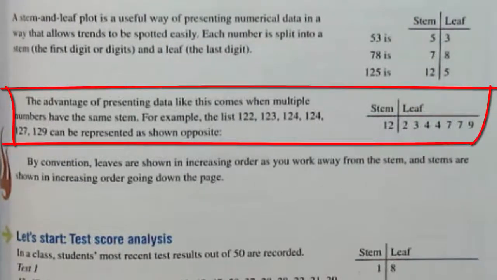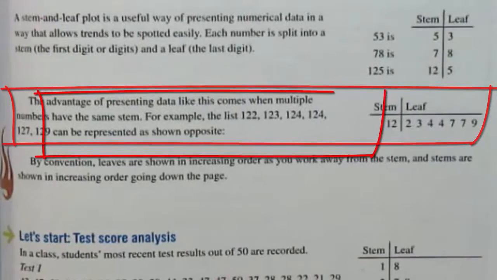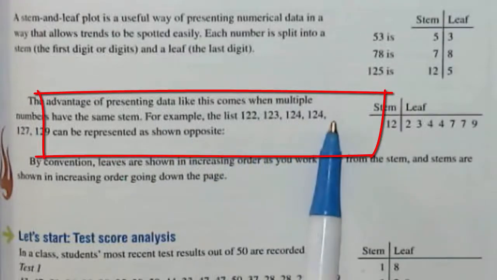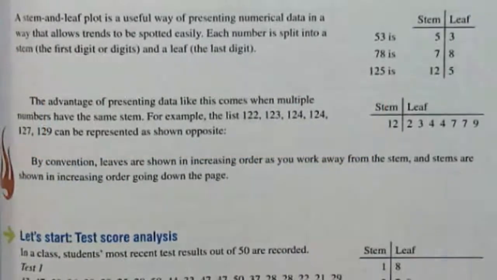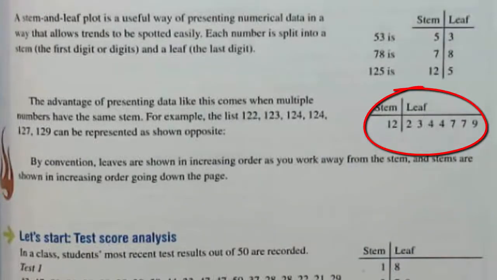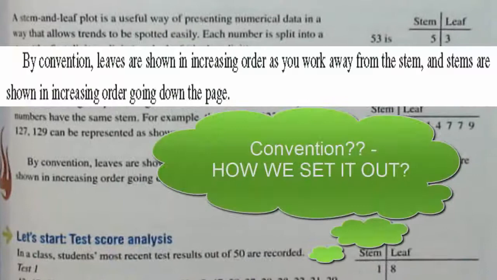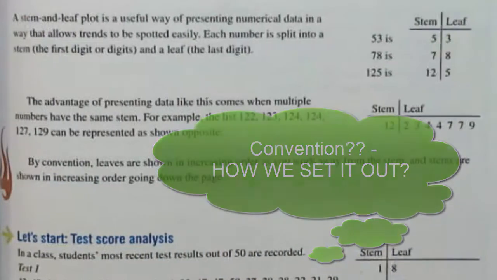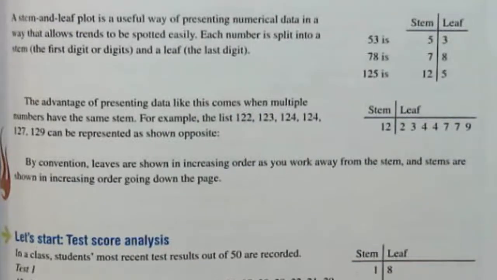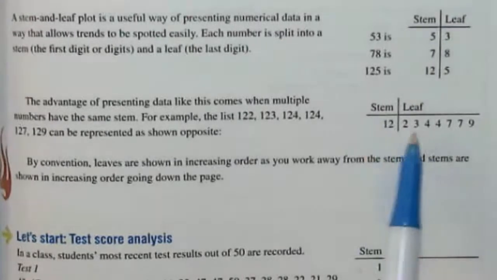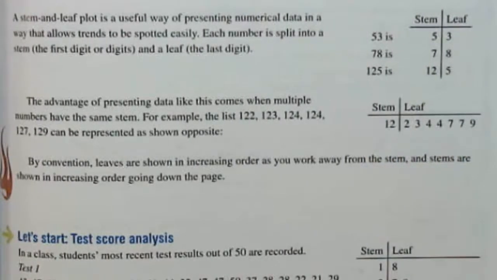Advantages of doing these sort of stem and leaf plots is so that you do not have a big long list of numbers. Right, if you have this list of 122, 123, 124, 127, 129, you can put that into an easier table situation. Okay, the convention, the idea of setting out means the leaves are shown in increasing order. So a bit like I've done at other times, I've set them out lowest to highest. I don't just put them in anywhere, I make sure I order them lowest to highest.